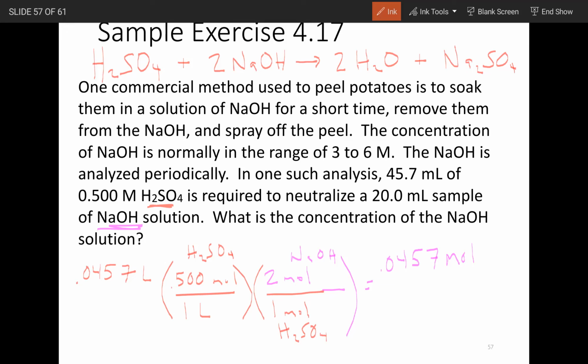But if we want to ultimately get the concentration of that sodium hydroxide, we'll then divide it by the volume. So we'll take the number of moles we have there, divide it by, we want to again change this to liters. And there really should be another 0 there at the bottom just because the original volume is 20.0 milliliters. So we really should have 0.0200 liters. And now when we do the division here, what we're going to see is the concentration is then going to be 2.29 molar.